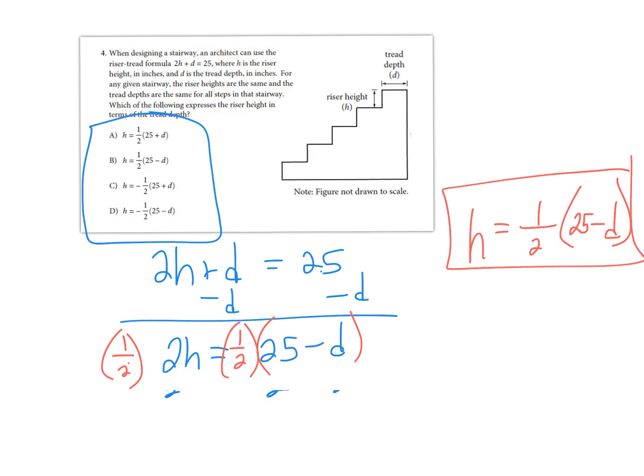And there it is. So looking at what we have, it's not that one. 25 minus d could be that one. Negative 1/2, negative 1/2. Nope. So it's got to be b.